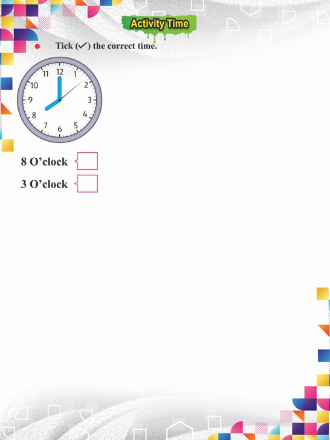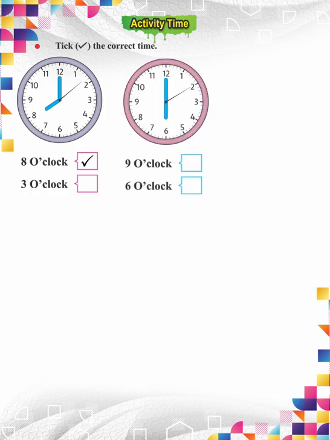Take the correct time. From left to right in the first wall clock, the hour hand is at 8, while the minute hand is at 12. It is 8 o'clock. Tick 8 o'clock under the first wall clock.